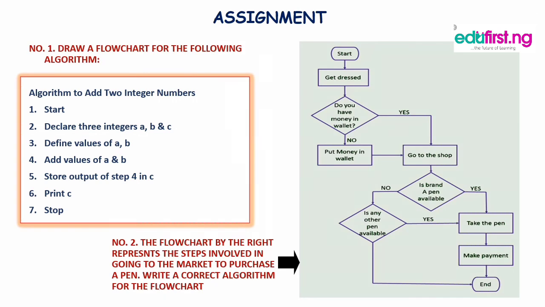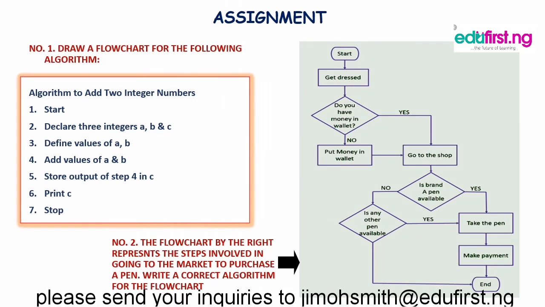Alright, we have an assignment for you. Number 1, draw a flowchart for the following algorithm. The title of the algorithm is algorithm to add 2 integer numbers. I want you to look at it very well, then draw a flowchart so that in our next class you can show us what you can do. And number 2, you can see the flowchart on the right. It presents the steps involved in going to the market to purchase a pen. I want you to write an algorithm for the flowchart.